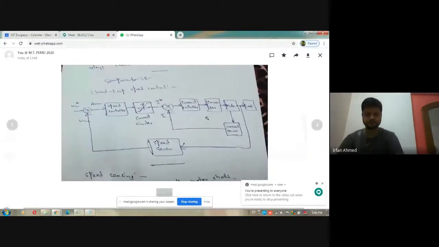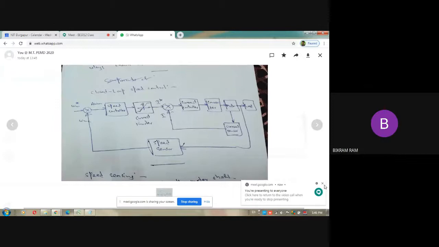Can you see the block diagram now? Yes, sir.